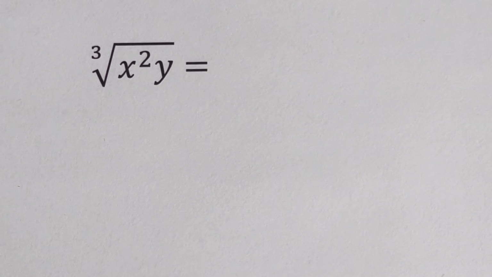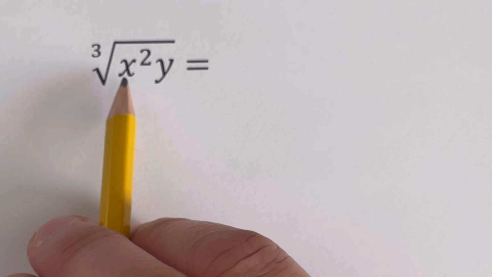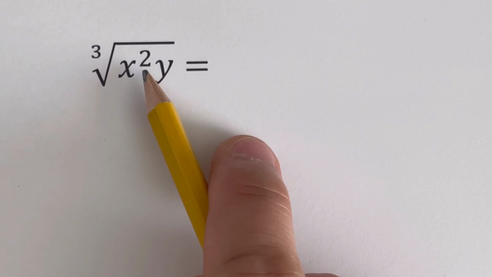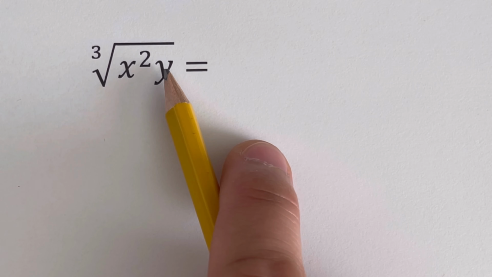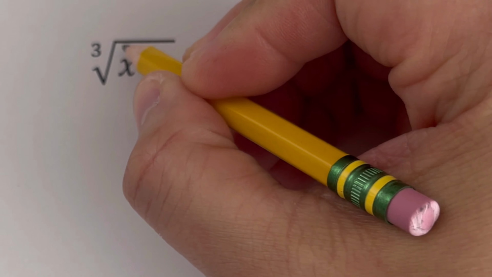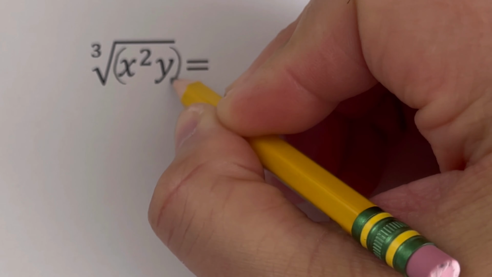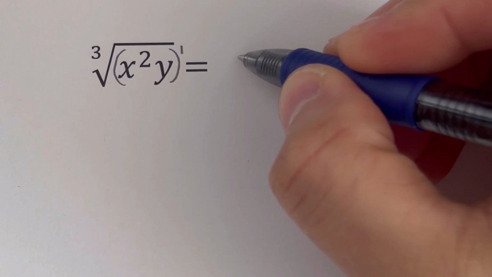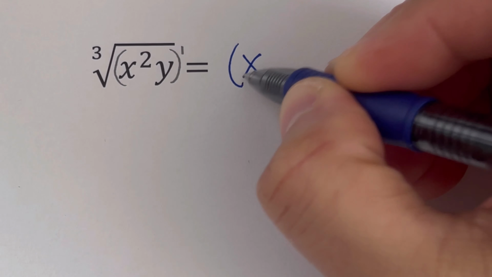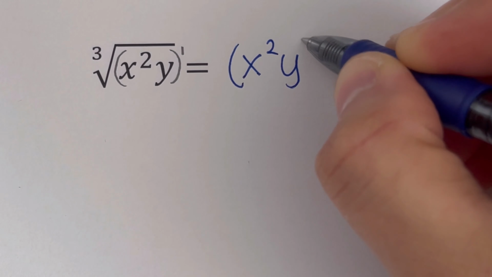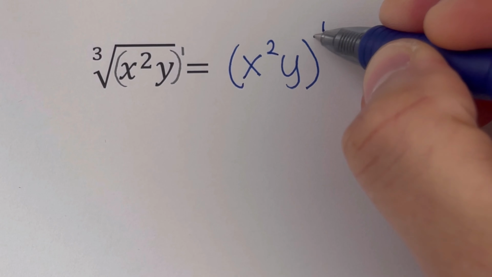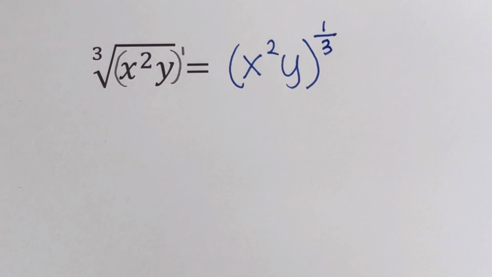In this example right here, this is read as the cube root of x squared y. Again, we remember that this squared here is only for x. It doesn't apply to y. So we can say that this whole thing here is actually raised to the power 1. And so we can rewrite this in exponential form. So we write the base first. So that would be x squared y raised to the power, the exponent of the radicand is 1 over the index, which is 3. That's raised to the power 1/3.